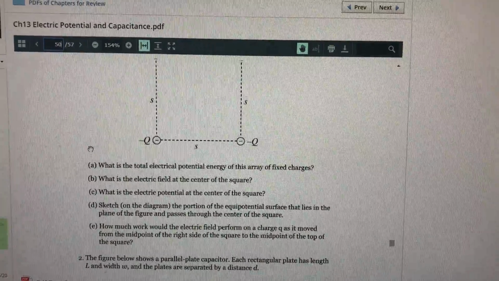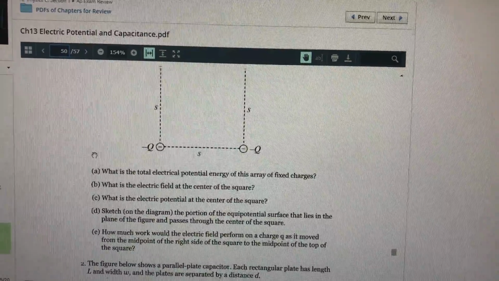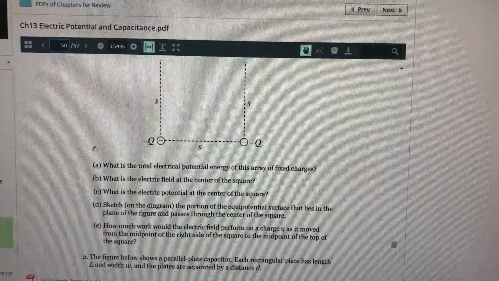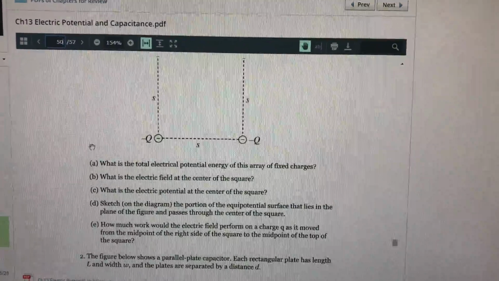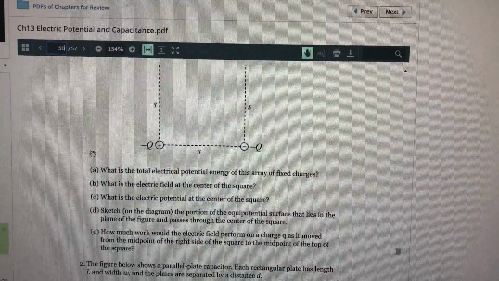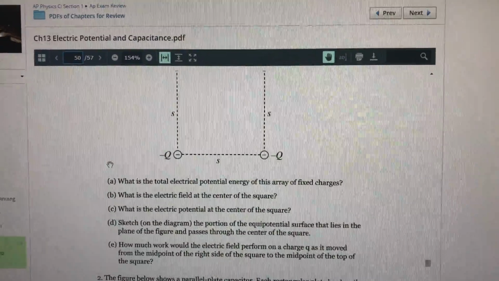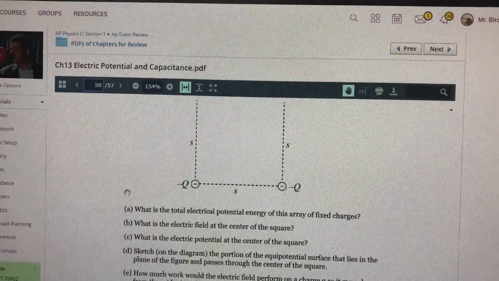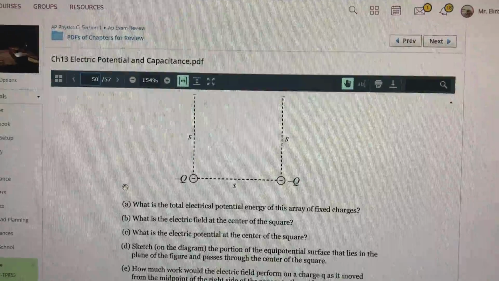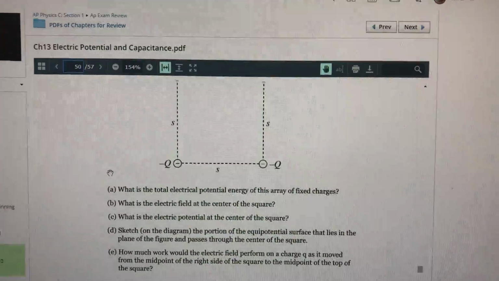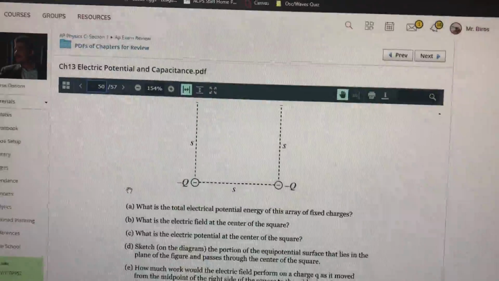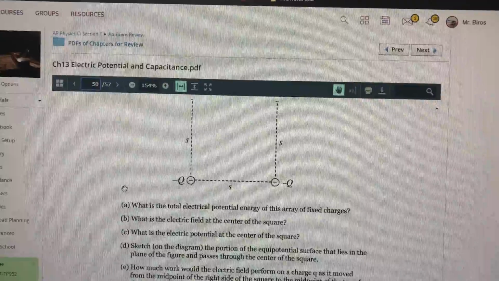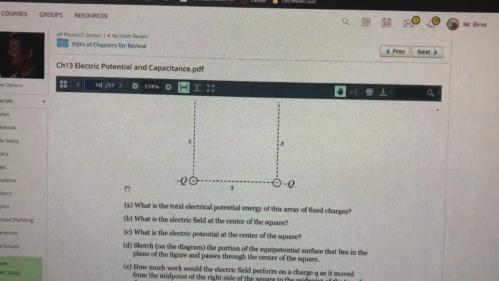What is the electric field at the center? What is the electric potential at the center? Sketch the portion of the equipotential surface that lies in the plane of the figure passing through the center. So that's just asking where is the point at which, at every point on a line, your electric potential is 0. So that's equipotential. It's a line or a plane in which all points on that line or plane are at the same amount of electric potential.